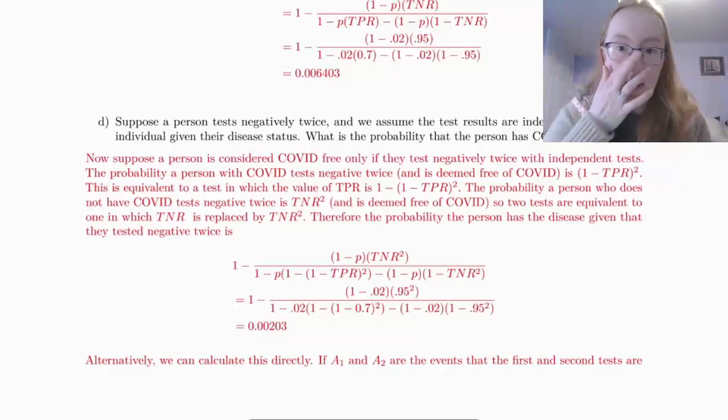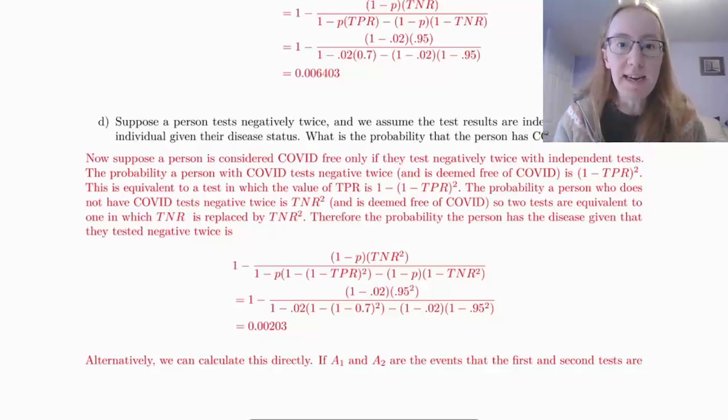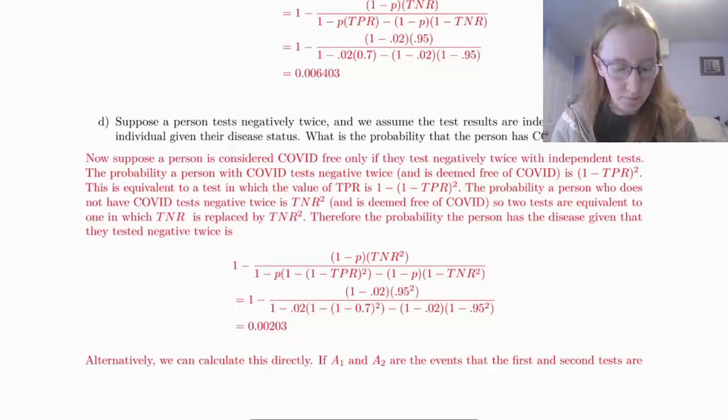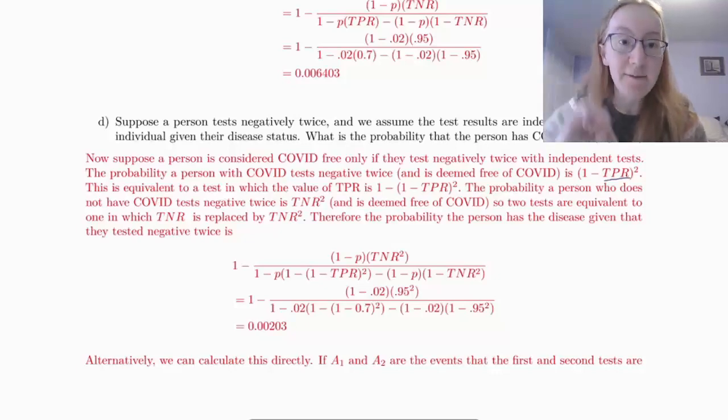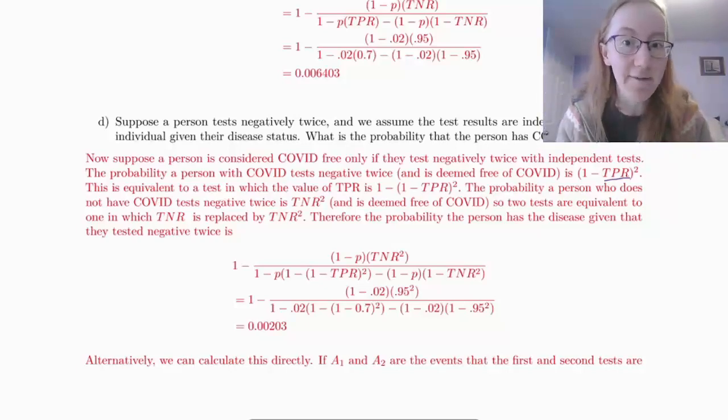So the probability that someone with COVID tests negative twice is basically (1 minus the true positive rate of the individual test) squared, right? Given that they have COVID, the probability that they test negative once is 1 minus TPR. And the probability they do it twice, it's independent given that they have COVID, so that's going to be (1 minus TPR) squared. This would be a person with COVID who tests negative twice and is deemed free of COVID.